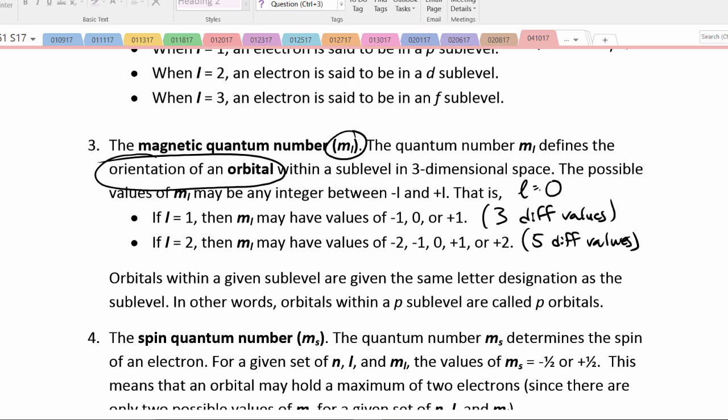When we get up to L is equal to 2, then m sub L can have 5 different values. And so if you look here, we have a total of 5 different types of orbitals in 3-dimensional space. If you look very carefully at these, you're going to begin to see that these do not overlap the same space in 3 dimensions. Even though both of these lie along the XY plane, what is the difference between these two?